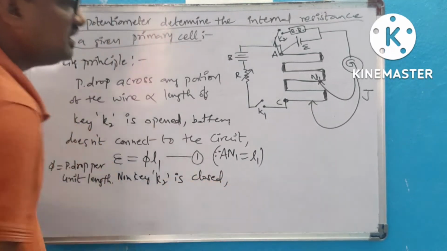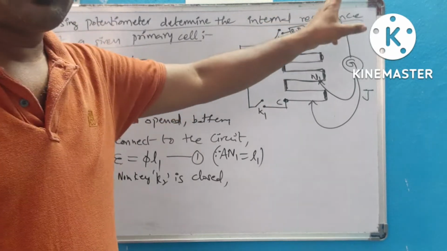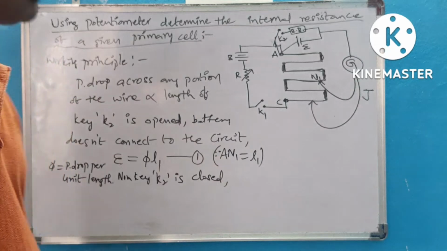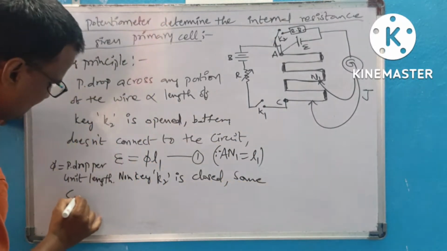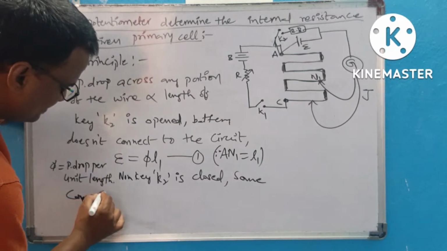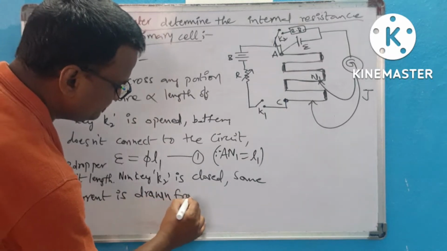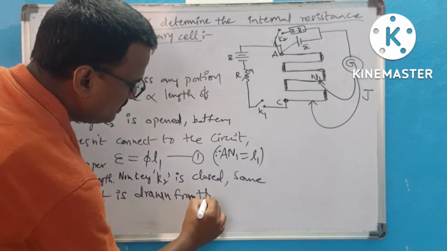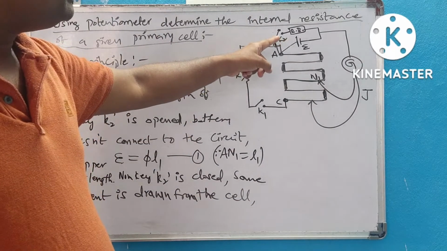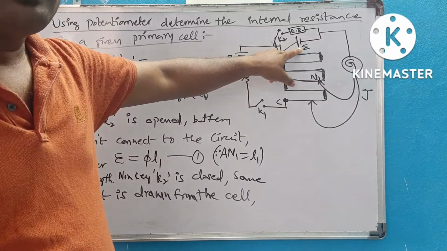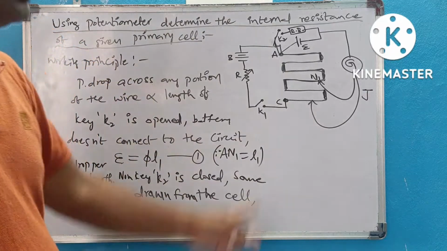Whenever we close the key K2, the battery is connected to the circuit and some current is drawn from the cell. So whenever the key K2 is closed, the battery is connected to the circuit and some current is drawn from the battery or cell.